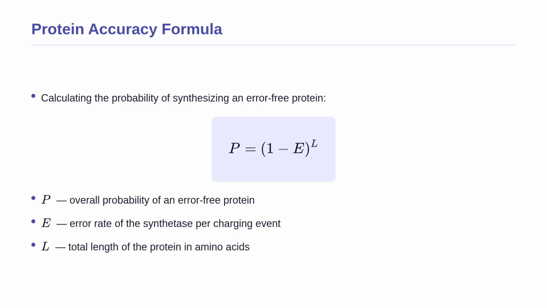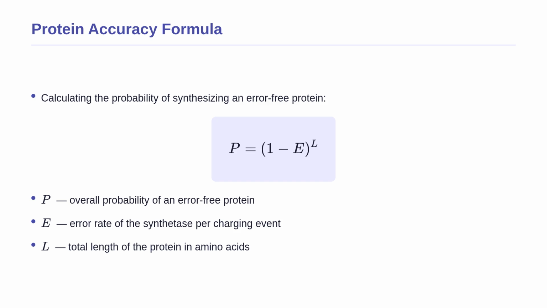We have established the energy cost, which brings us to another critical factor, accuracy. Because charging is the ultimate quality control step, we need to know the probability of building a completely perfect protein. We use the formula P equals the quantity 1 minus E raised to the power of L.